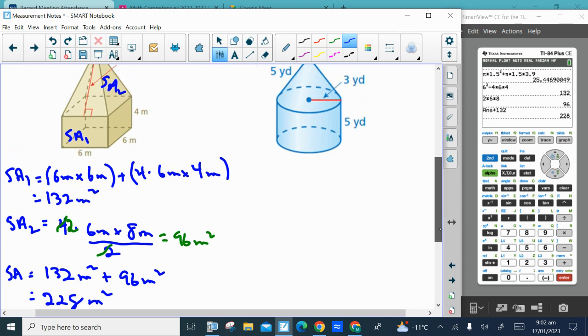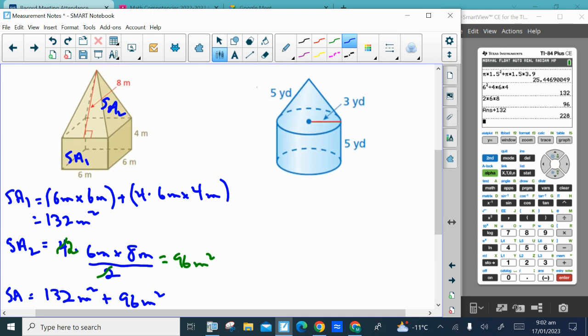Okay. Looking at the next one. Again, there are 2 shapes there. There's a cylinder on the bottom, and there's a cone on the top. Okay? So, if we split this up into 2 surface areas, let's say the bottom is surface area 1, the top surface area 2. The bottom, again, is a cylinder.